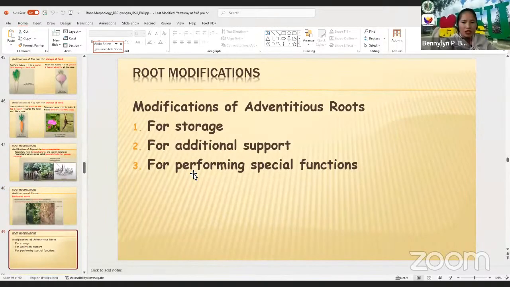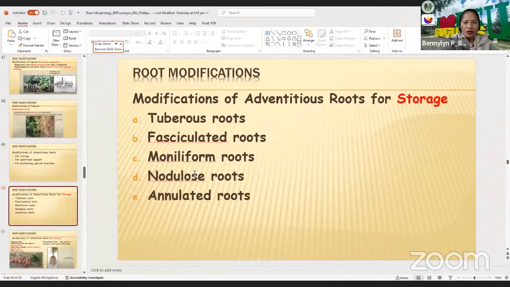For the modifications of adventitious roots, we have, for storage, still like the taproots, for additional support, and for performing special functions. So we'll take a look at examples of each. For the storage modification of adventitious roots, we have tuberous roots, fasciculated roots, moniliform roots, nodulose roots, and of course the annulated roots.